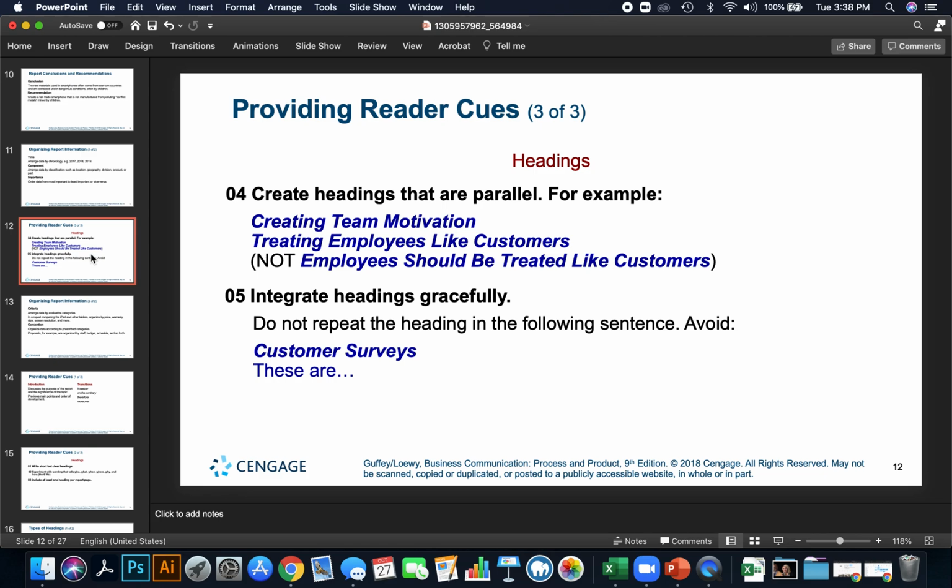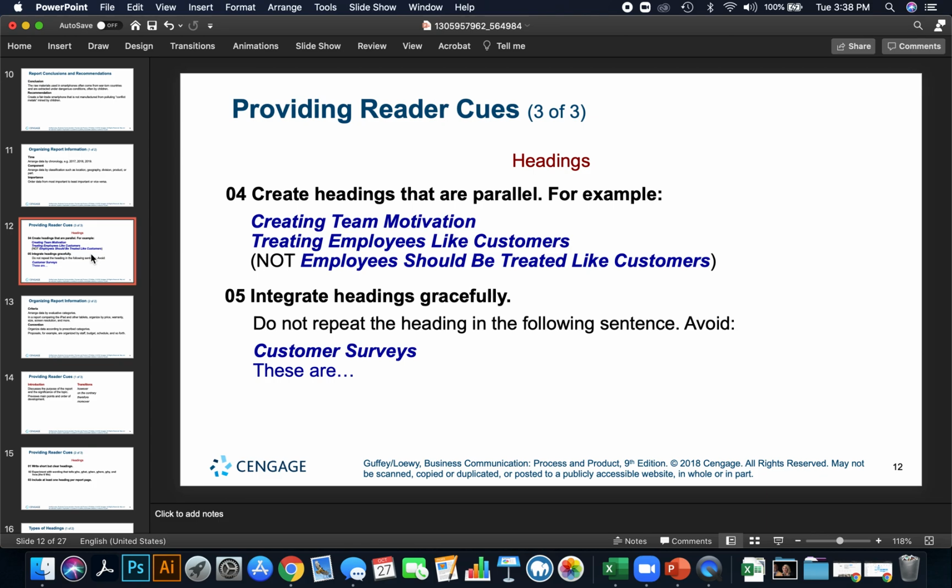Providing reader cues. It's important to include headings. Create headings that are parallel. For example, creating team motivation, treating employees like customers. Not employees should be treated like customers. You see how those headings are in parallel?